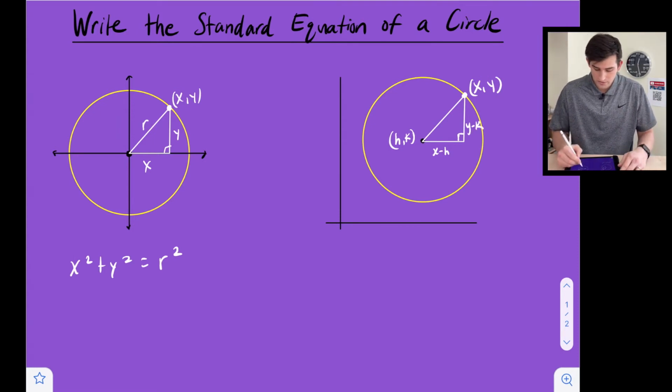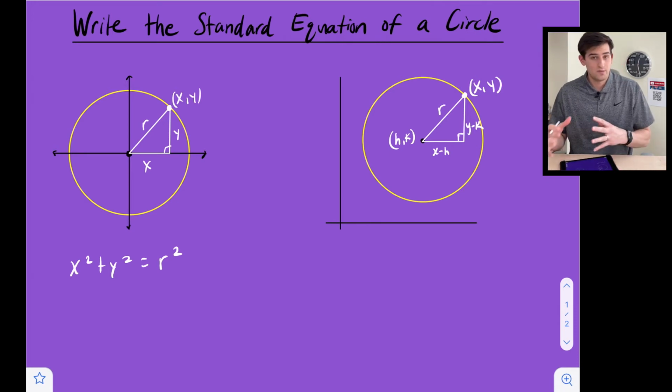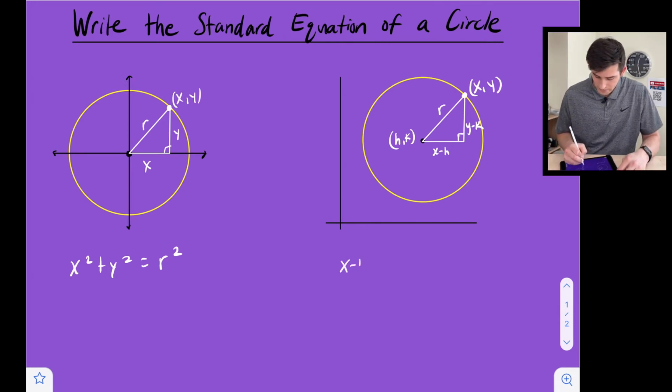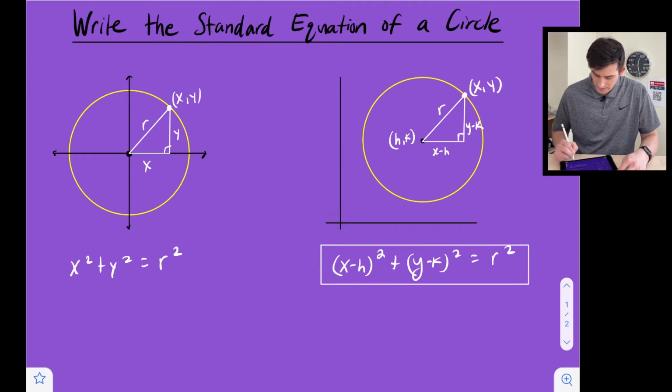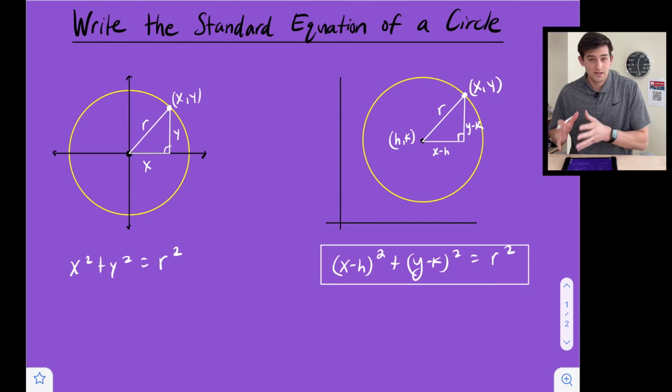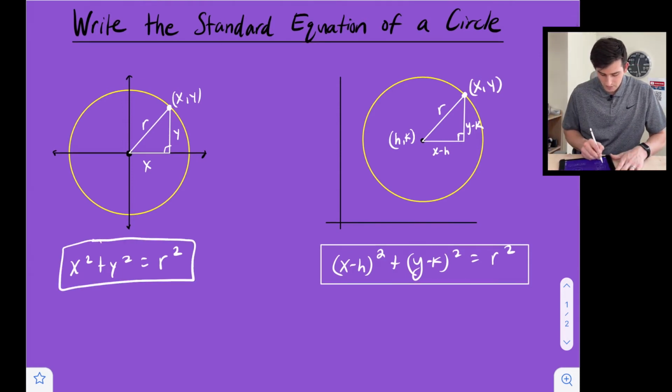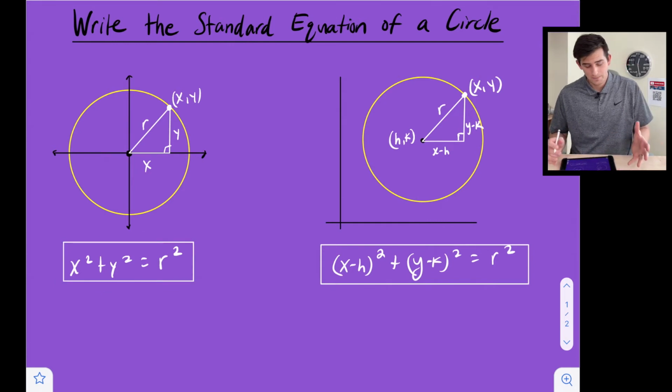This is still r, so we can use the Pythagorean theorem to write our standard equation of a circle. We're going to say x minus h quantity squared plus y minus k quantity squared is equal to our radius squared. Okay, and so this is our standard equation of a circle. Generally speaking, that's what you're going to see, and that's what we're going to refer to. Over here on the left, this is simply when the center of our circle is at the origin, because that would be when h and k are both 0. So x minus 0 is x, so x squared. y minus 0 is y, so y squared.